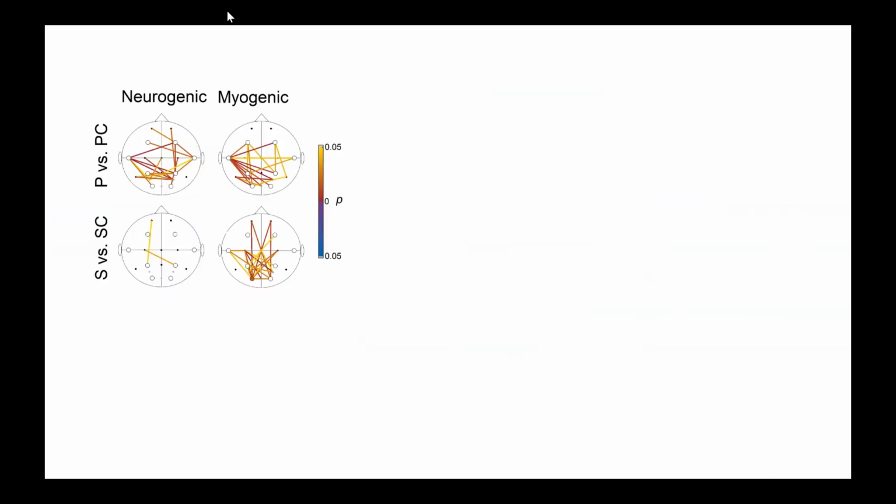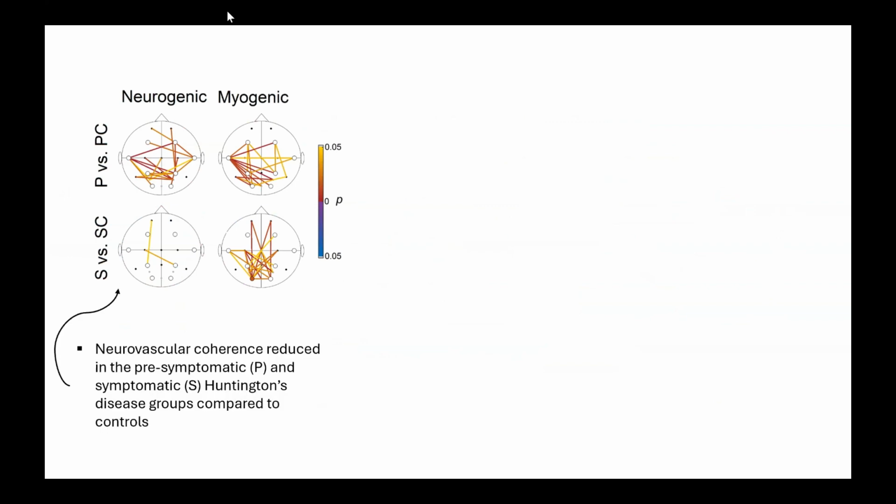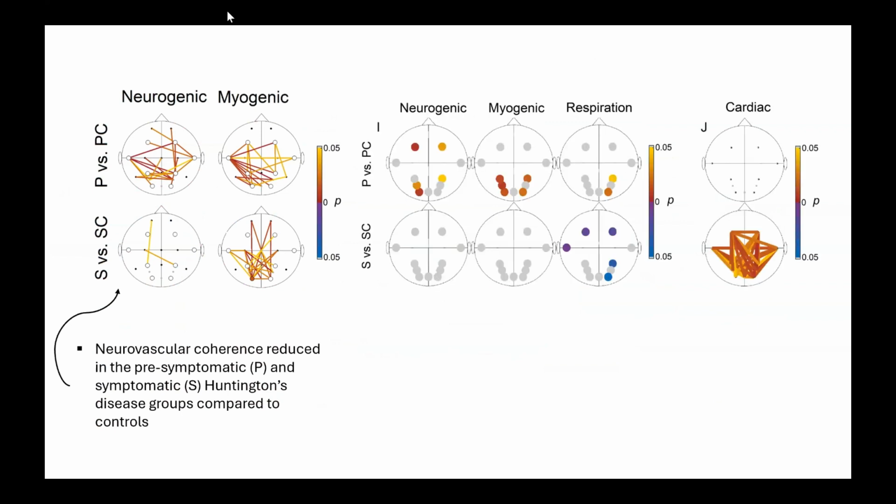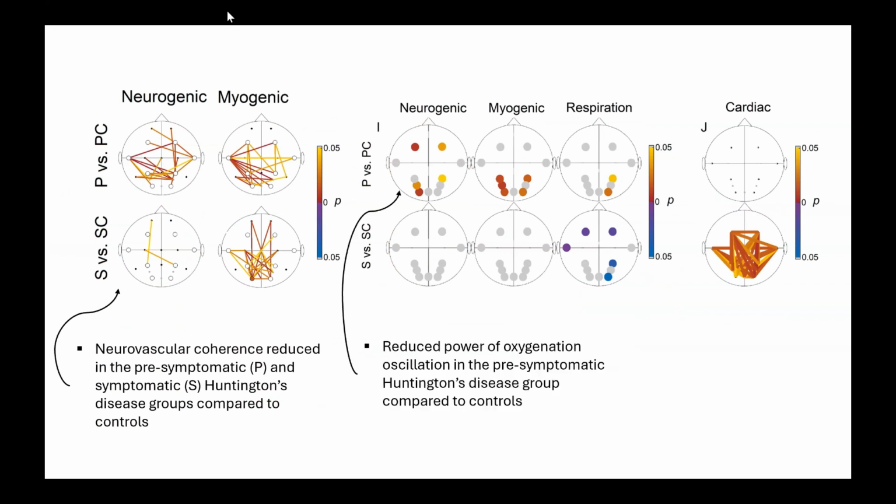Our results show a reduced efficiency of the neurovascular unit in Huntington's disease, both in the presymptomatic and symptomatic stages of the disease, as the neurovascular phase coherence in the interval around 0.1 Hz is significantly reduced in both disease groups. The vasculature is already significantly impaired in the presymptomatic stage of the disease, shown by lower power of oxygenation oscillations compared to controls.